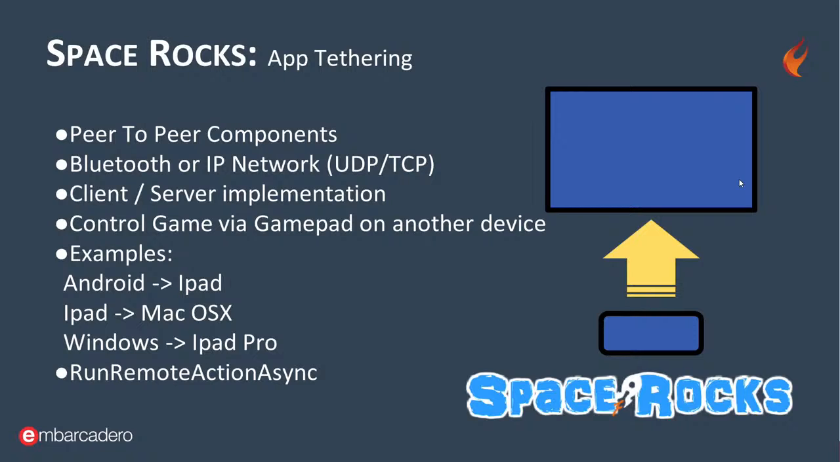The app tethering implementation within the games allows you to run one device as a game controller or gamepad and a second device where the game is running. For example, you can have your Android phone set up as the gamepad controlling a game on your iPad, or you can have your iPad be the gamepad controlling the game running on a macOS device connected to a big screen TV. You can even have your Windows machine be the gamepad and play the game on your iPad Pro using the keyboard from the Windows machine.